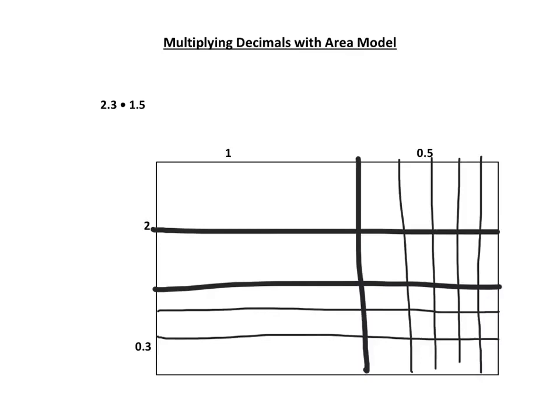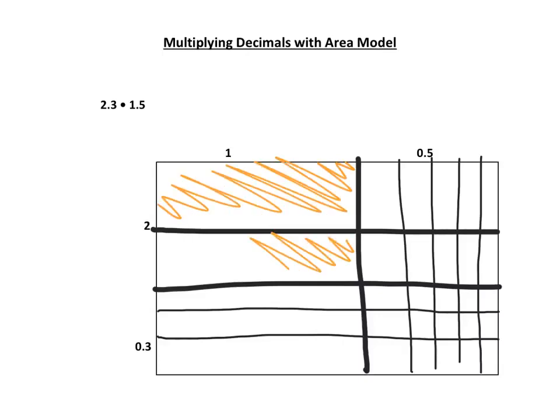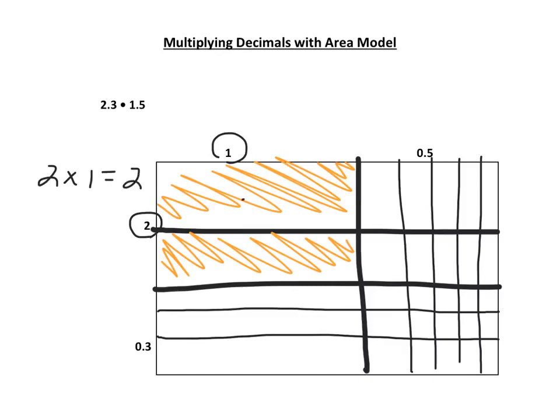Then I'm going to figure out what's in each section of my rectangle. So the first section that I'm going to label is my 2 wholes. And how I really got that was I took the 2 and the 1 and I multiplied that together. So 2 times 1 gives me 2. So this section right here is 2.